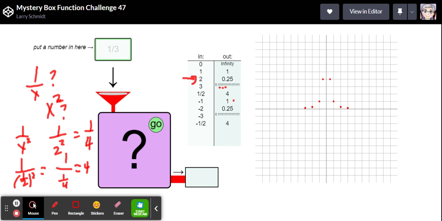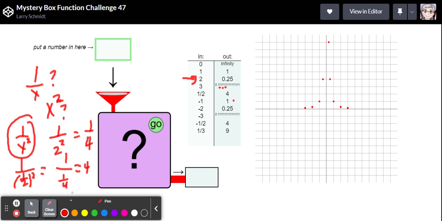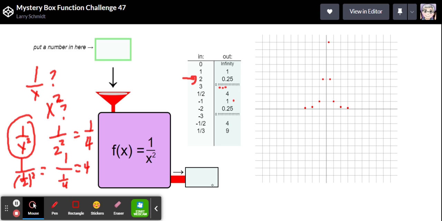There's 1/3. Ah, and I get 9. Beautiful. So I think we have it. I think this is actually 1 over x squared. I think that's our function. So let's go ahead and take a look at that. Yes, 1 over x squared.